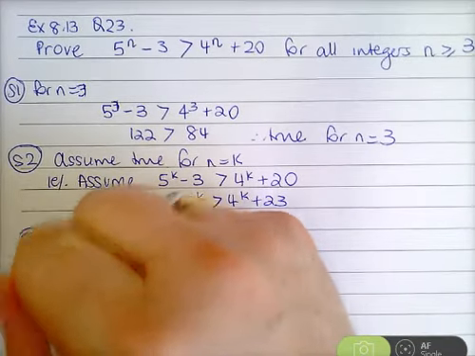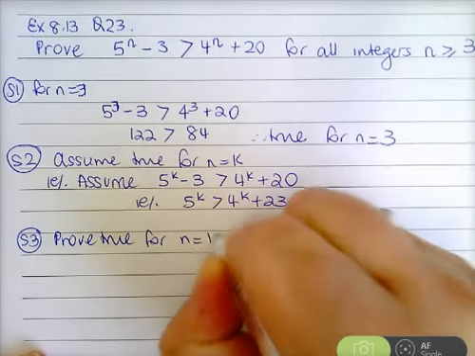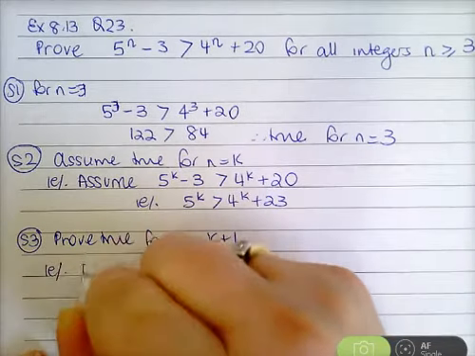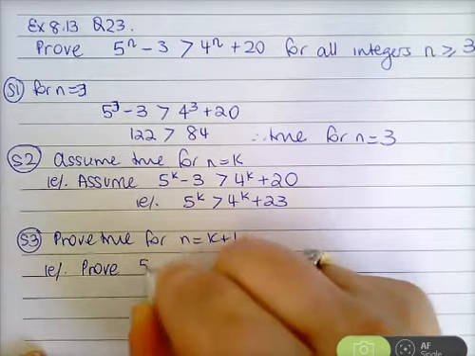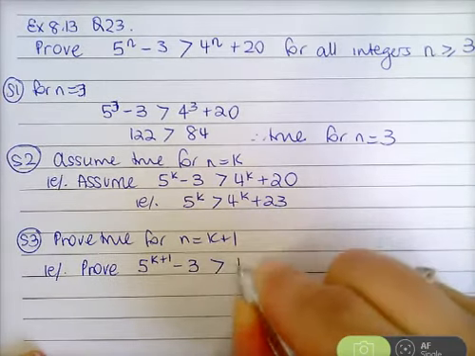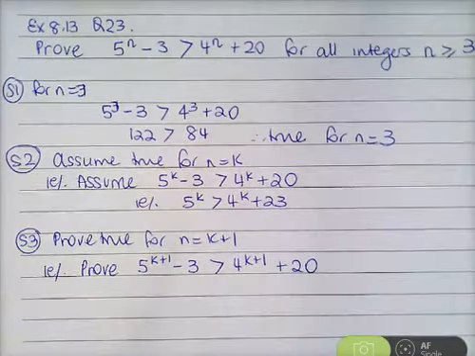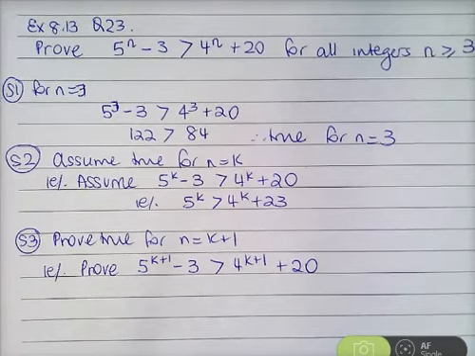Step 3, prove true for n equals k plus 1. That is, you're trying to prove that 5 to the k plus 1 minus 3 is greater than 4 to the k plus 1 plus 20. No, I think it's okay. Just leave it. Oh, you're saying to make it 23.